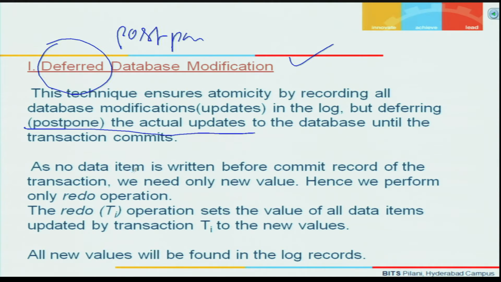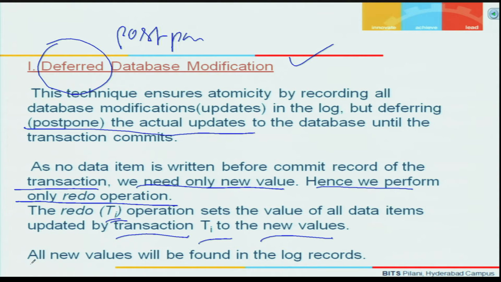And as no data item is written before the commit record of the transaction occurs in the log, we need only the new value. Hence, we perform only redo operations in this deferred modification technique. The redo of TI operation sets the value of a data item updated by transaction TI to the new value, and all new values will be found in the log records.